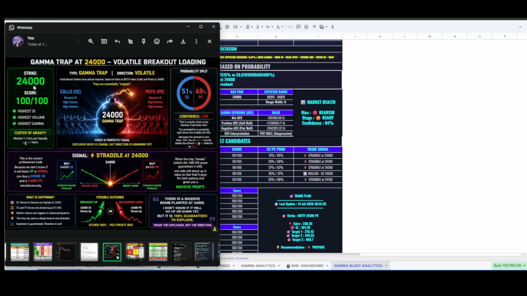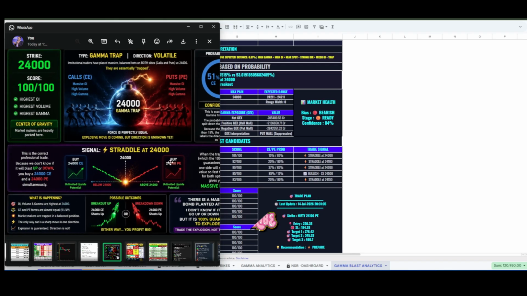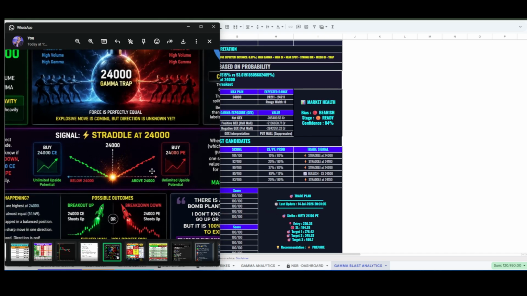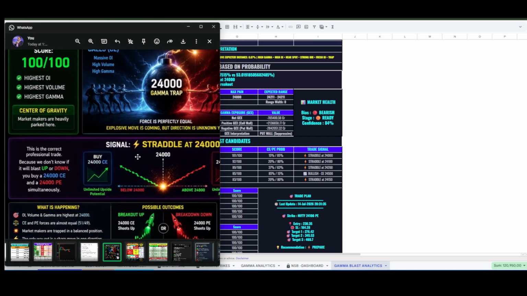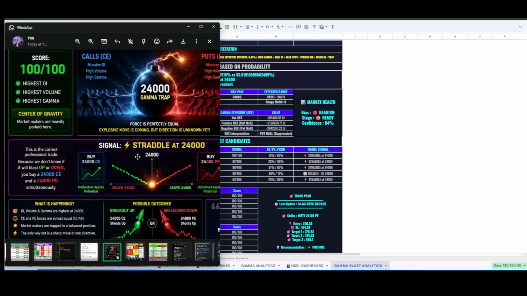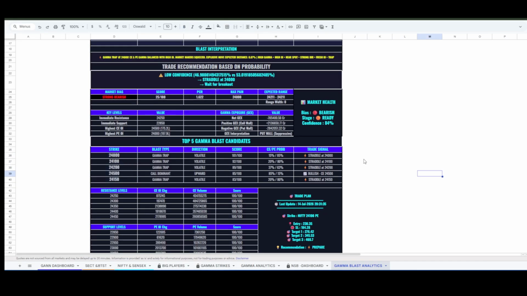24,000 was the strike price recommended. The score was 100. The probability was 51-49. That is the reason today the market did not give either a call option blast or a put option blast. Rather, it suggested a straddle at the 24,000 strike price. So this is the narration. This is the correct professional trade, because we don't know if it will blast up or down. You buy a 24,000 call option and a 24,000 put option and make it a straddle.